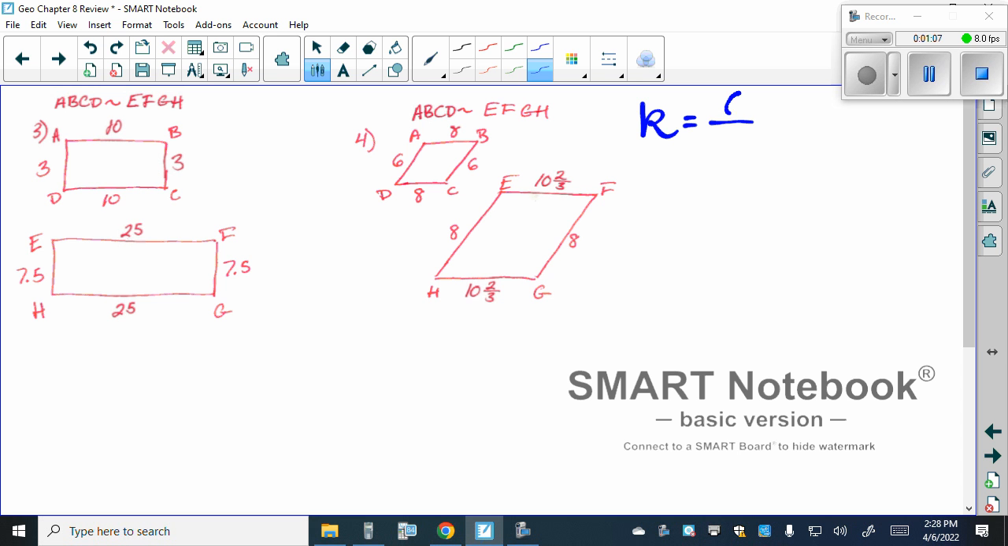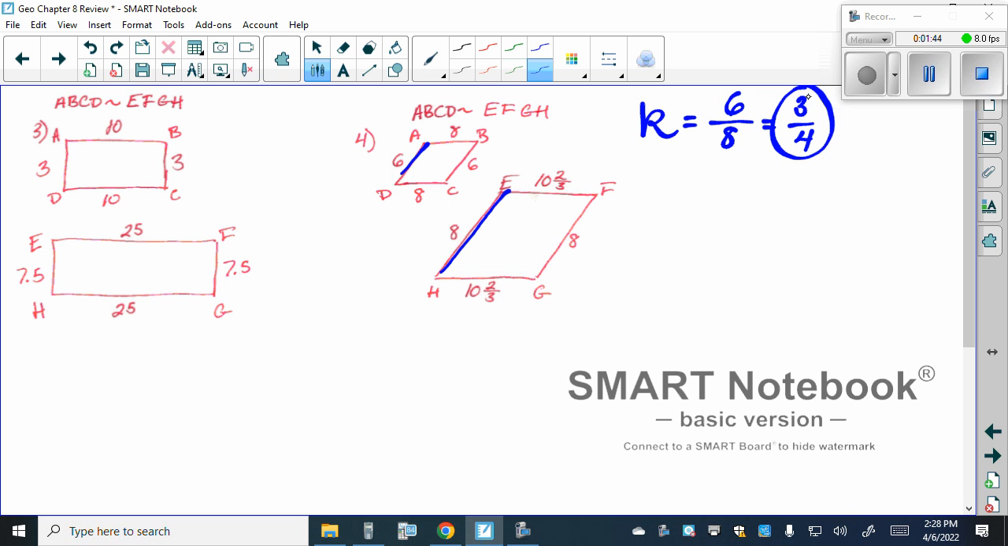So we could pick, say, 6 from A, B, C, D, and its corresponding side is 8. Now we just need to reduce 6/8, so we could plug that in a calculator for it to reduce. And this would reduce to 3/4. So the scale factor for number 4 is 3/4. So that's all we would need to find for the scale factor. Yes? Because when we talk about scale factor, we reference it as the lowercase k.